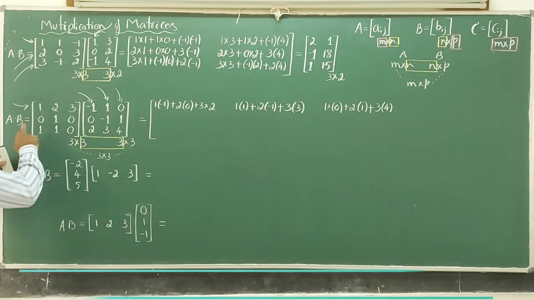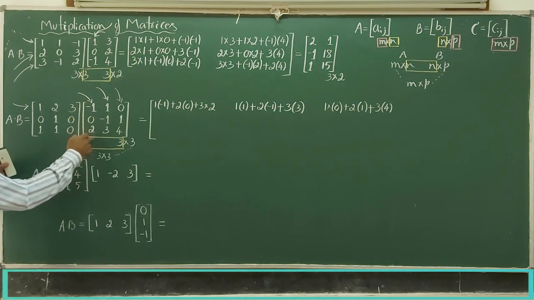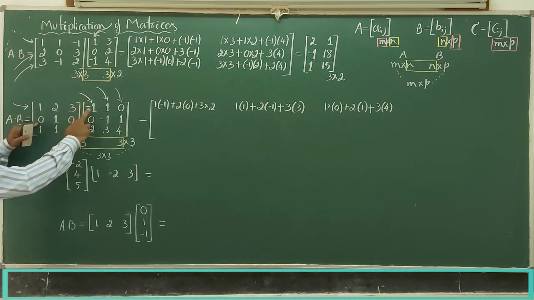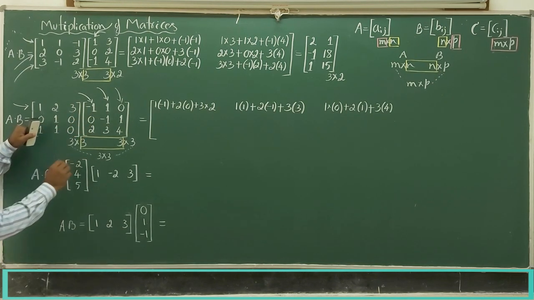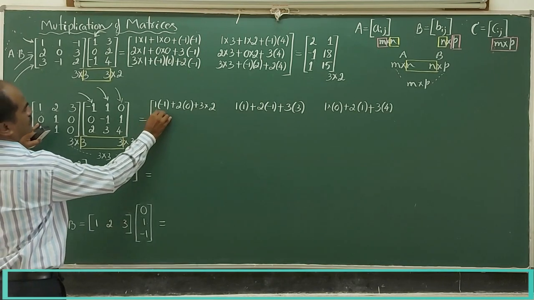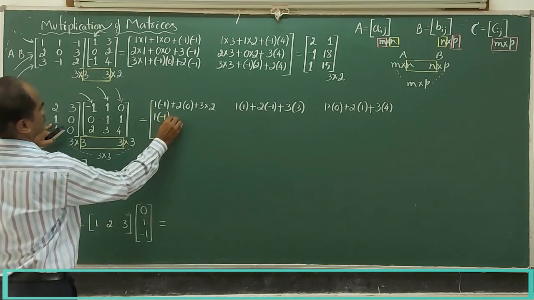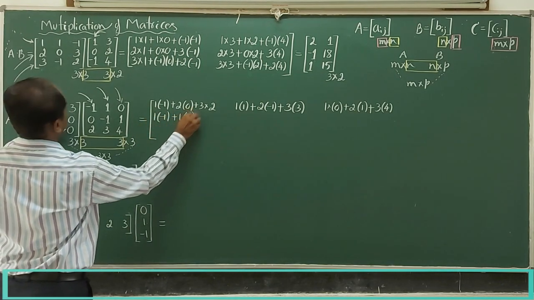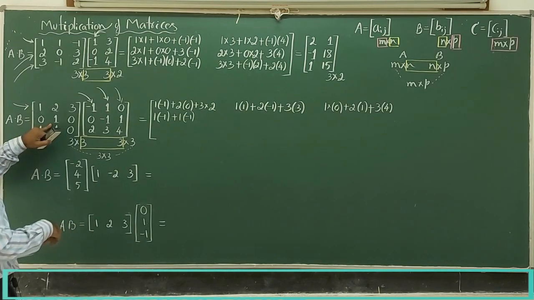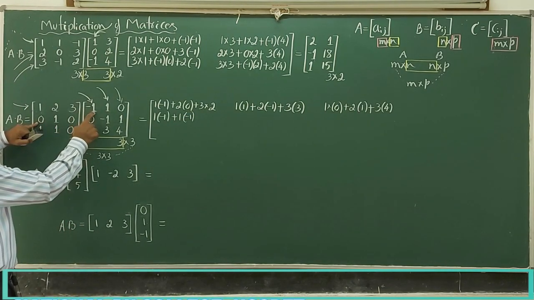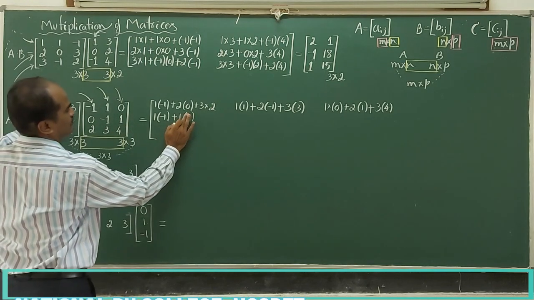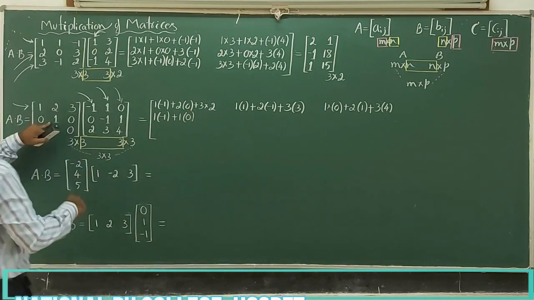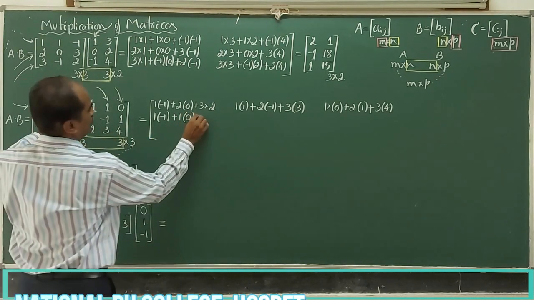Now we take second row, first column. Pair of elements: 0, minus 1; 1, 0; 0, 2. So 0 into minus 1, 1 into 0, 0 into 2.